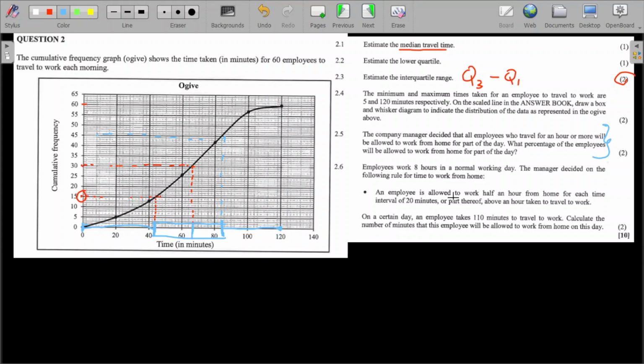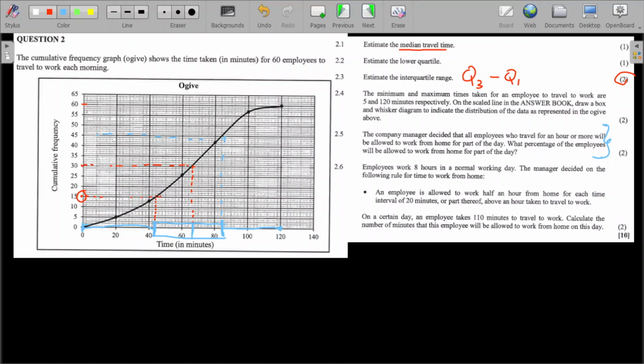And 2.6, they're saying employees work 8 hours in the normal working day. The manager decided on the following rules for time to work from home. Employees are allowed to work half an hour from home for each time interval of 20 minutes or part thereof above an hour taken to travel to work.